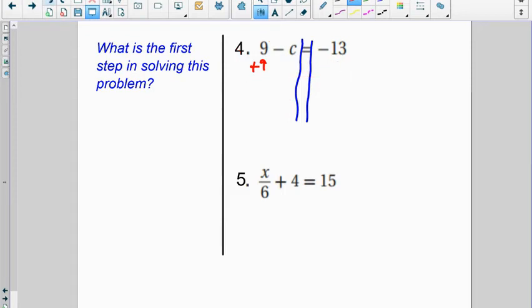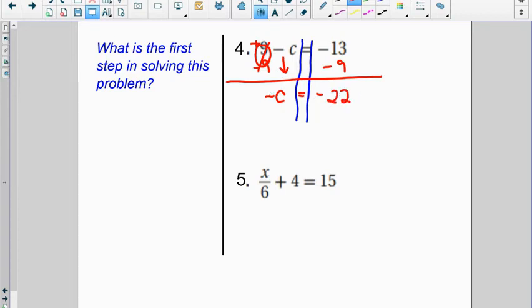So think of it more as what can I do to that 9, which was a positive 9, to make it go away, to make it turn into a 0. So we actually have to take away 9 on a problem like this to get the 9 to cancel out. 9 minus 9 is 0, but be careful, what's left over is negative c equals negative 22.